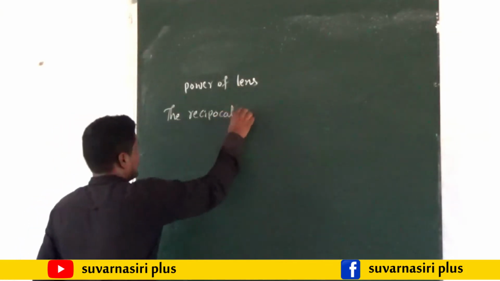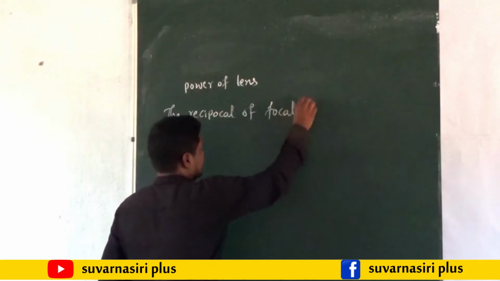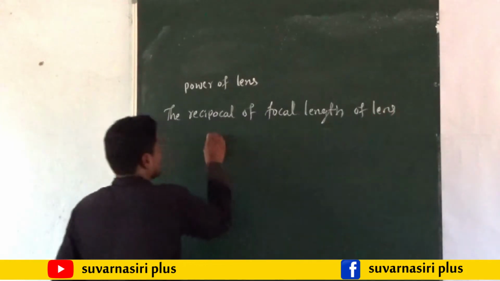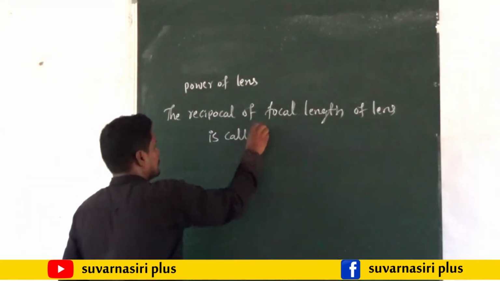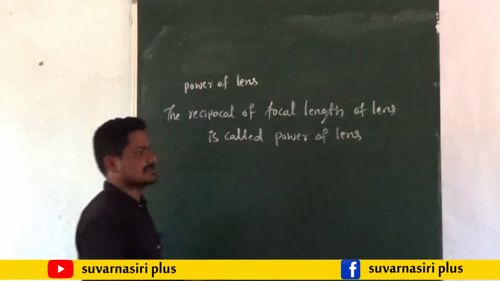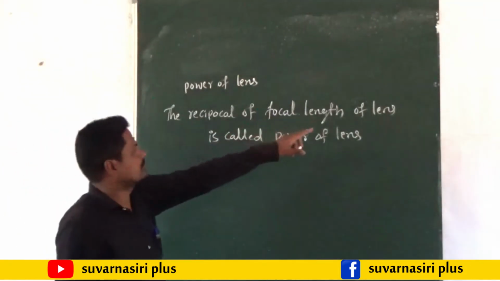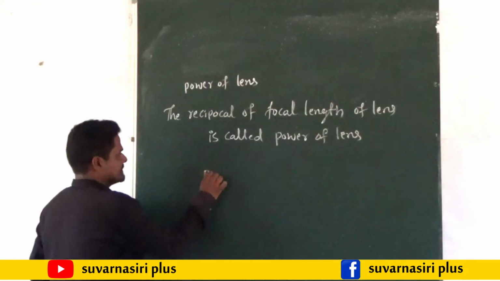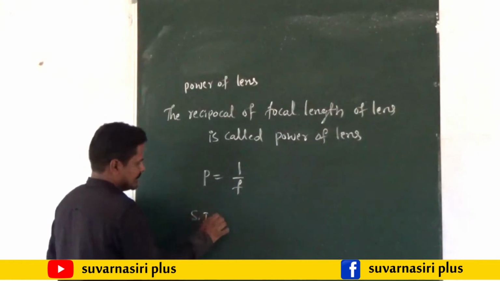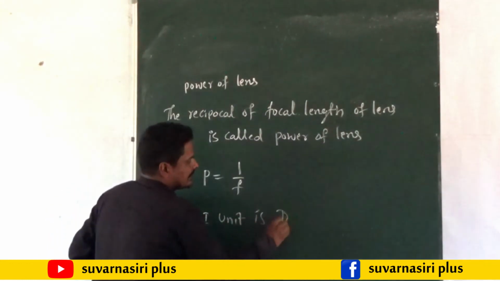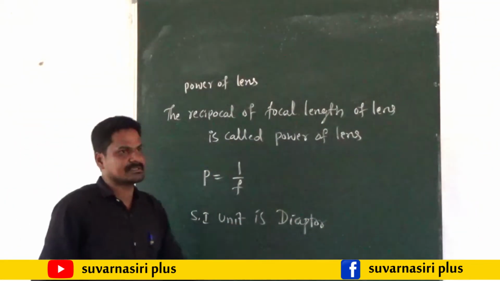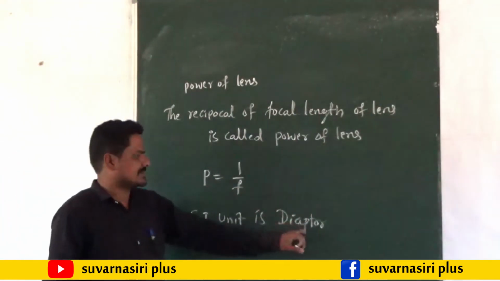The reciprocal of focal length of lens is called power of lens. P is equal to 1 by F. So its SI unit is diopter. So the SI unit of power of lens is diopter.